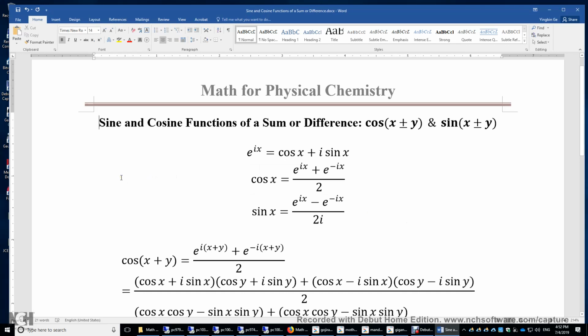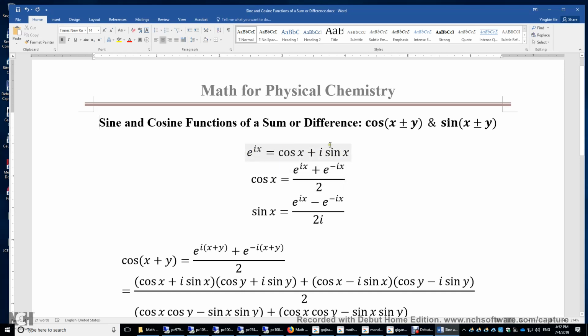In this video, I will evaluate the sine and cosine functions of a sum or difference, cosine x plus minus y and sine x plus minus y. First, let's look at Euler's formula here. e to the power of ix equals cosine x plus i times sine x.